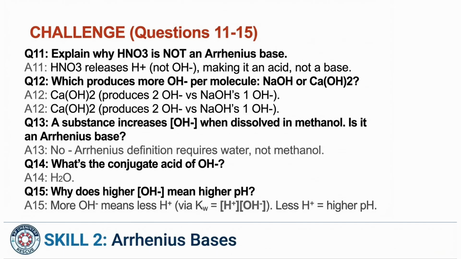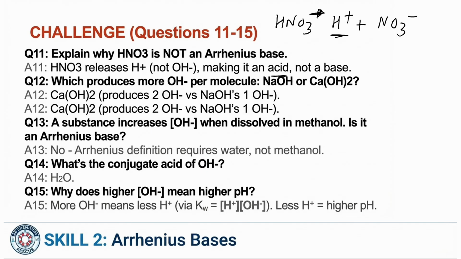Now, the final stretch. These are challenge questions. They require you to think deeper and explain why things work the way they do. Take your time with this, pause after each one and really think it through. Explain why HNO3 is not an Arrhenius base. Don't just say because it's not. Explain why. HNO3 releases what? HNO3 produces H plus ions and NO3 minus. So it produces H plus, not OH minus, making it an acid, not a base.